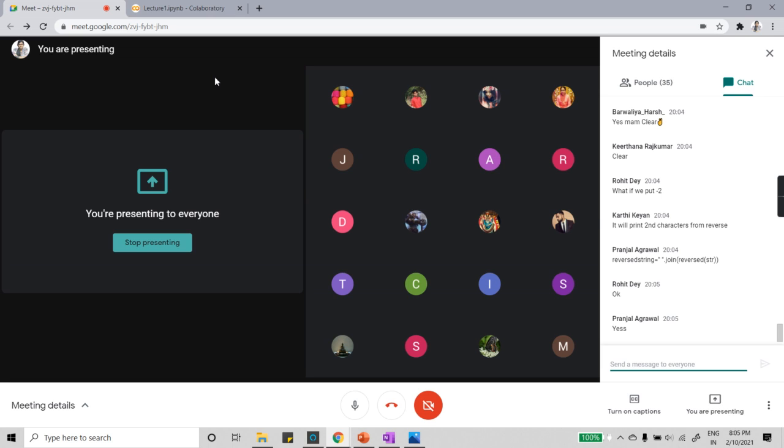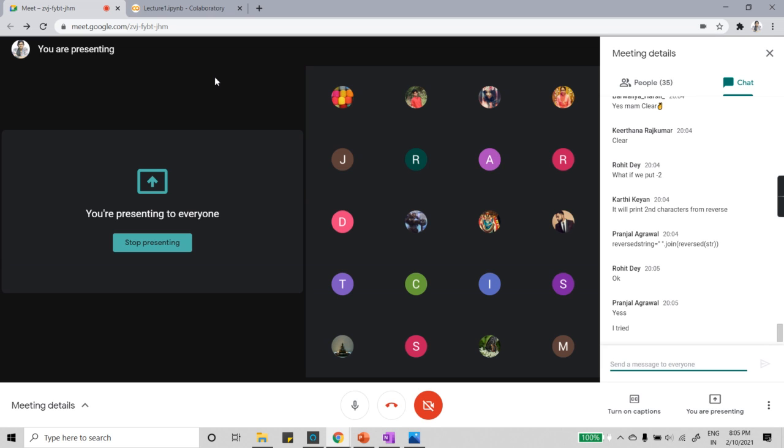Okay, fine. So this is basically using the join function. Yes, I tried. Okay, fine. Nice, very nice that you are just trying with the things. Fine. So this was about the string slicing concept.